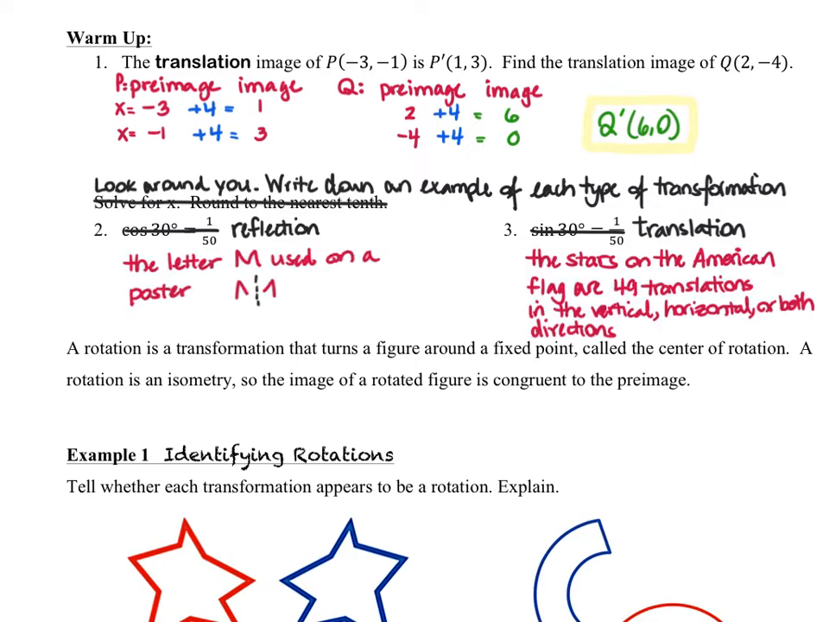So my example of a reflection is the letter M that I see written on a poster, capital M, and it can be seen as the two halves that are reflected over a vertical line to create the letter capital M. And for number 3, the stars on the American flag are 49 translations in either the vertical, the horizontal, or both directions. Make sure your examples are not the same as my examples for when you turn in your work. I'd like for you to think it through and come up with an original example. All right, let's move forward.